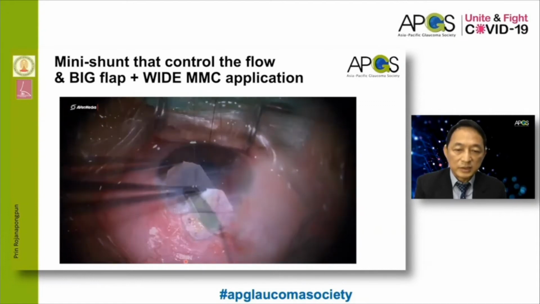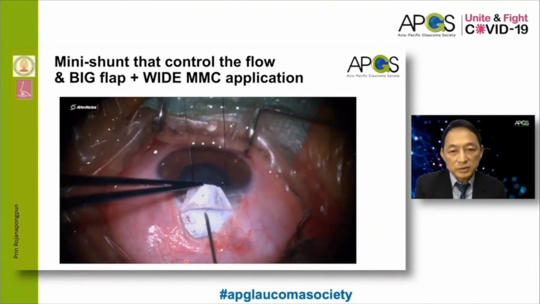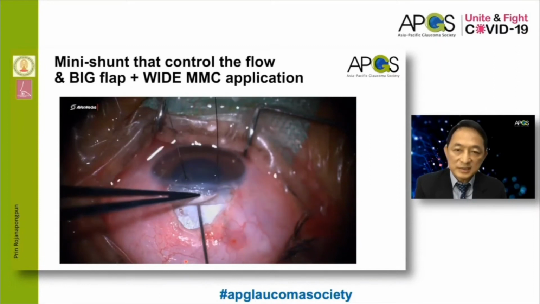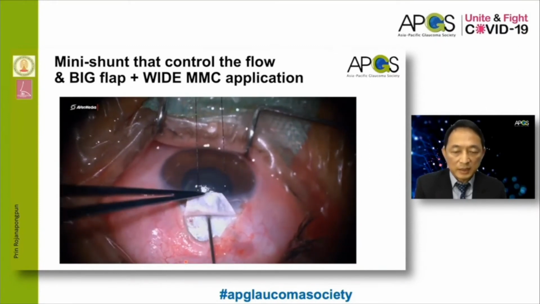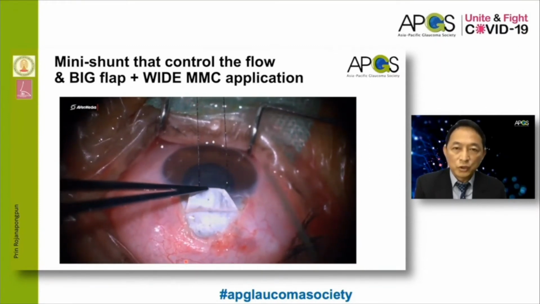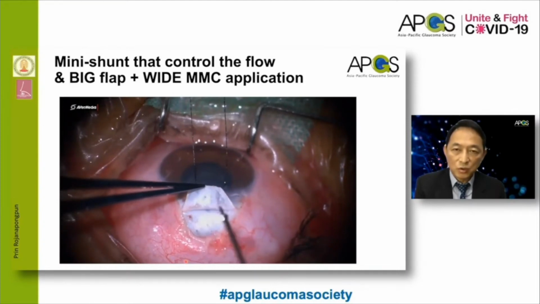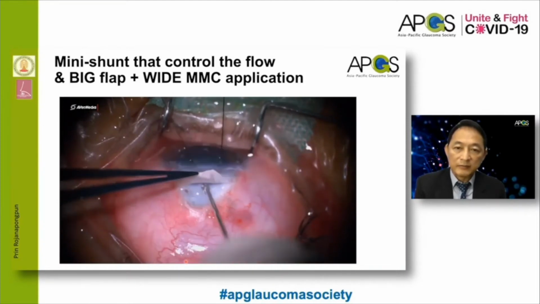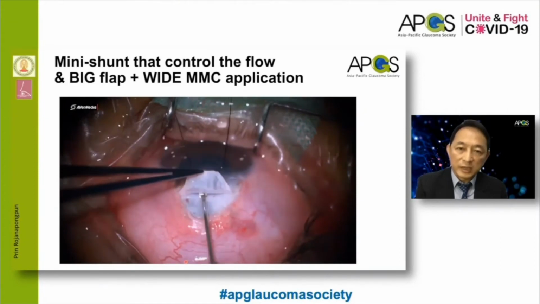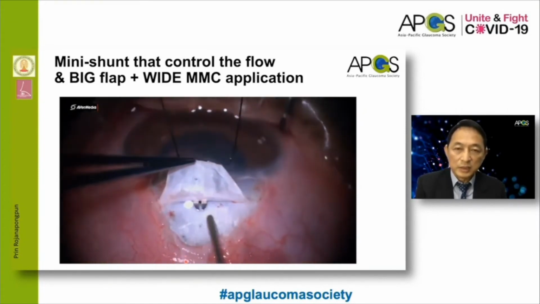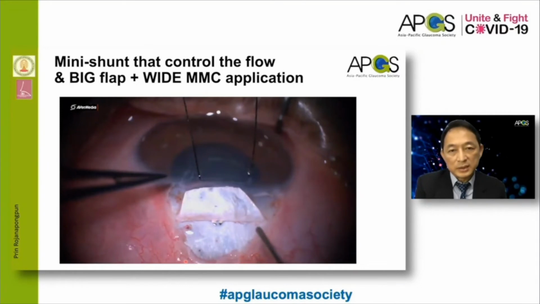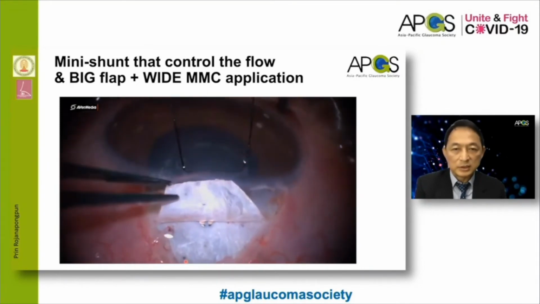And then with this system, we introduce any kind of shunt. It does not necessarily have to be this Ex-PRESS. I think we need some flow control that is consistent, always patent, and has a standardized lumen, after we have explored this, and then we know how much is in control. The external lumen itself is touched off by the root of the scleral flap.